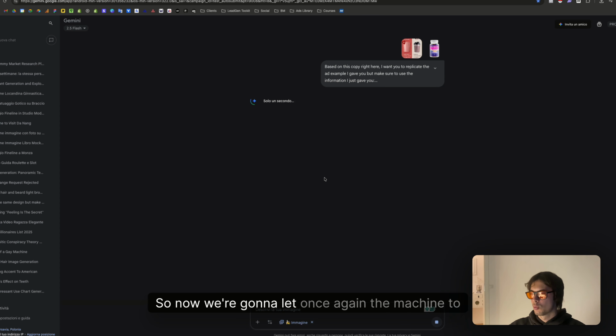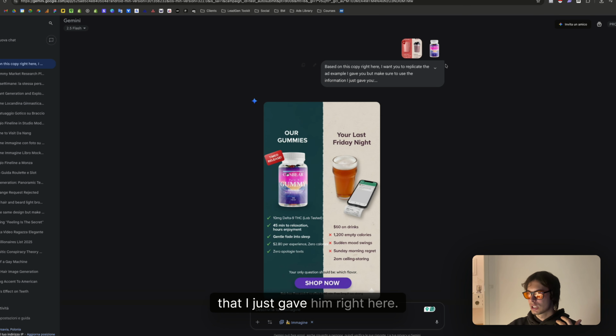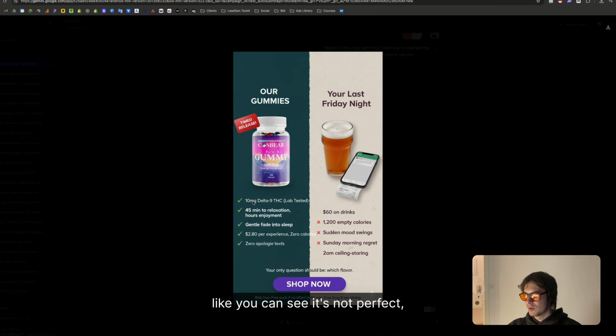So now we're gonna let the machine do its thing once again. And pretty much what it should do is start creating ads based on the example that I gave to him, by swapping the products and then using the marketing information that I just gave him right here, okay, which is this one right here. And as you can see, like boom, okay, it's not perfect. Like you can see it's not perfect, right?